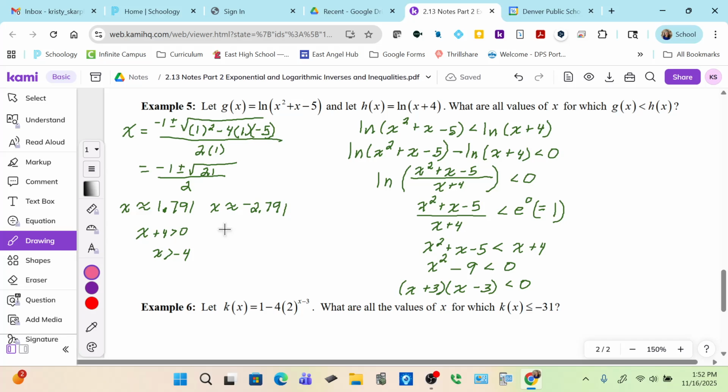So let's put a 1 in, and that's going to be 1 squared plus 1 minus 5. So 1 squared is 1, plus 1 is 2, minus 5 is going to give me negative 3. So g of 1 is negative 3.